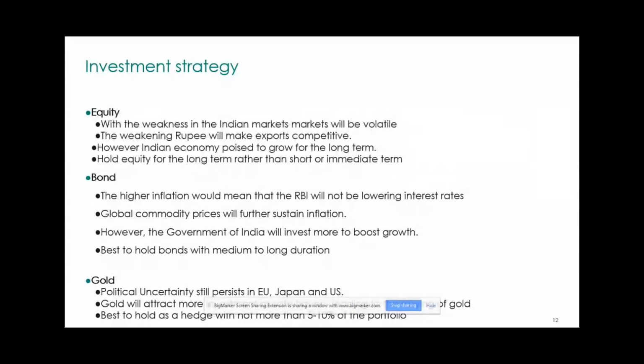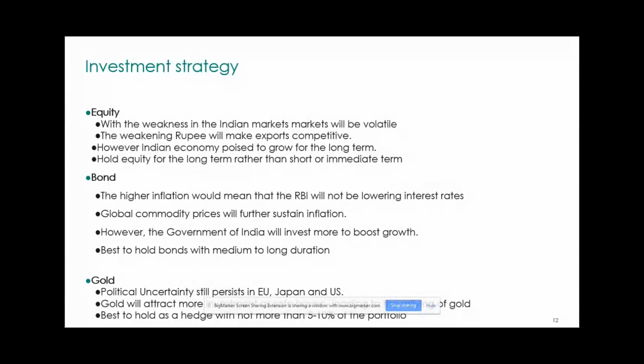We will now look at how to invest in such a scenario. First, with the weakness in the Indian economy, there will be volatility. But that said, it could only be a brief effect because the Indian rupee is also weakening. With the weakening of the Indian rupee, exporting will become competitive. So we can actually see some of the IT and pharmaceutical industries picking up, and this will in turn boost the Indian markets.